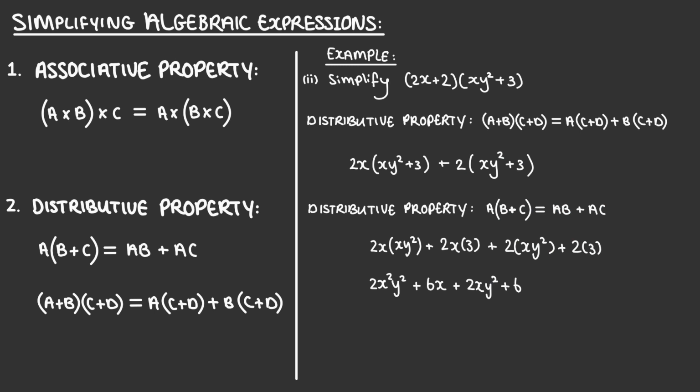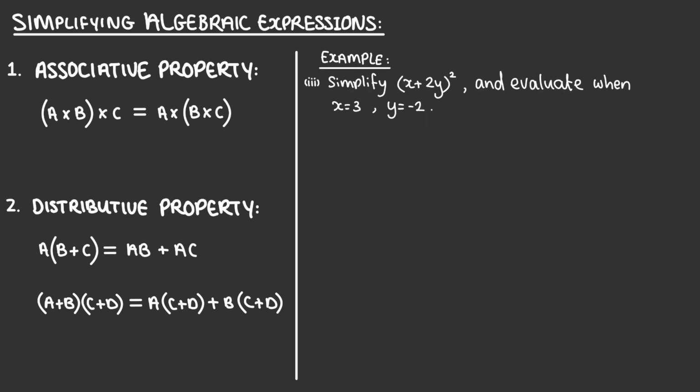We can then rearrange our expression to be left with 2x squared y squared plus 2xy squared plus 6x plus 6. For the final example, we are asked to simplify x plus 2y squared and evaluate it when x is equal to 3 and y is equal to minus 2.